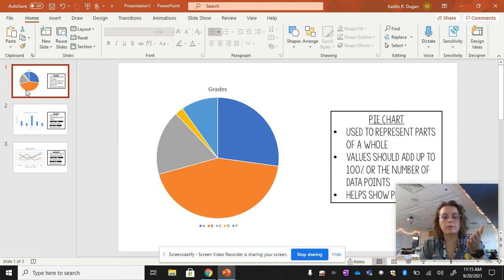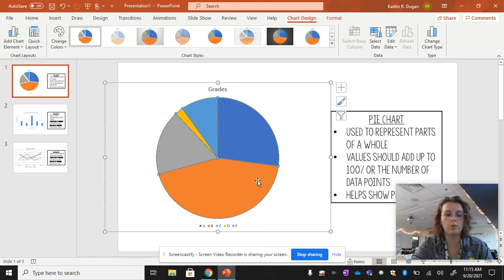So the youngest gets the smallest piece and the oldest gets the biggest piece. Another example is right here. These are the grades from the midterm. As you can see, each part of our whole represents something else. For instance, the blue portion represents the number of A's. The B's are represented by this orange. C's are gray, D's are yellow, and F's are this lighter blue.